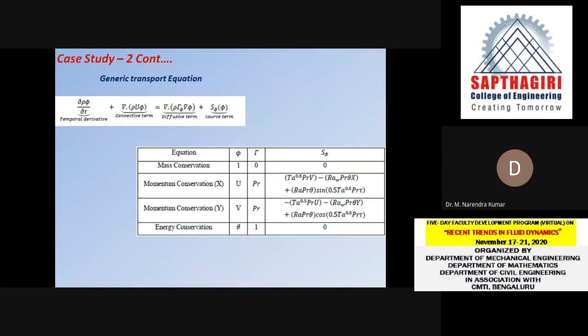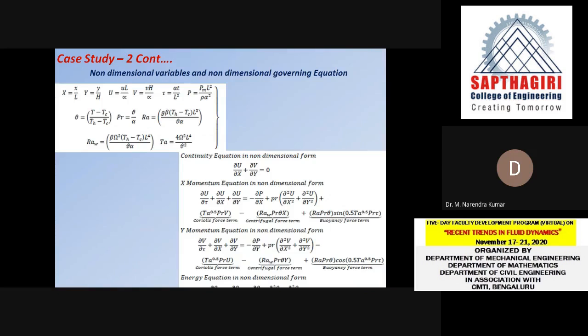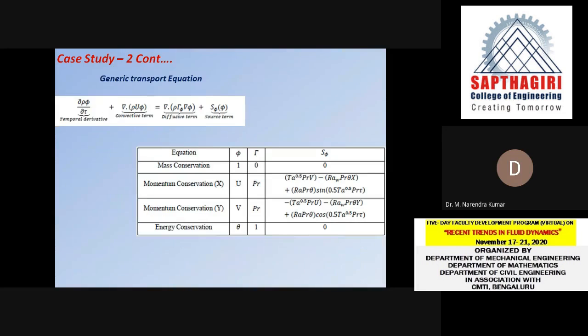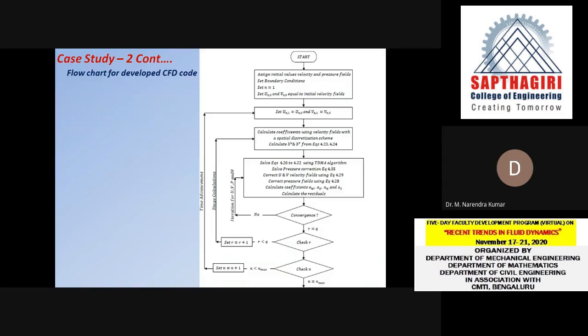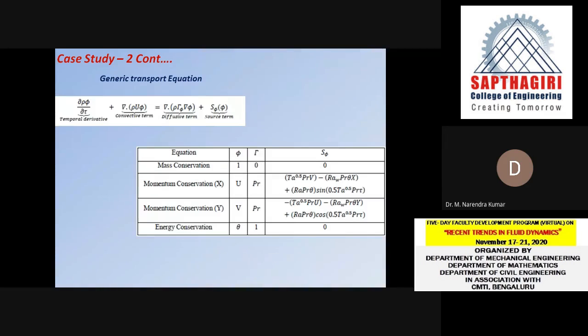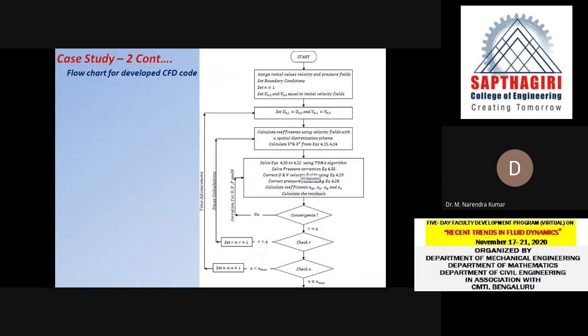Similarly, when you come across the x momentum equation, we can suitably replace these variables, and you can see that this is the equation that I get. Similarly, with respect to y momentum and energy. These are the equations that we have written in the generic transport equation form. So next, using the finite volume methodology, we have tried to discretize all these differential equations. Okay, so this is the flow chart that we come across here.